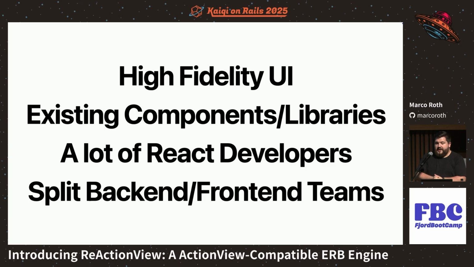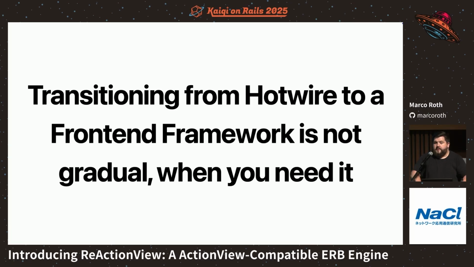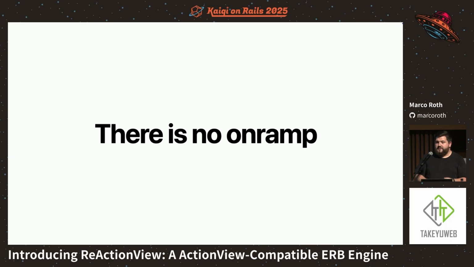So people want to have high-fidelity UIs. They want to reuse existing component libraries, or they have split up teams and already have a lot of React engineers. And Hotwire is great. It's simple and gets the job done in most cases. But if you start with Hotwire today and want to transition to something more advanced, there's no on-ramp. It's not easy to go from one side to the other.